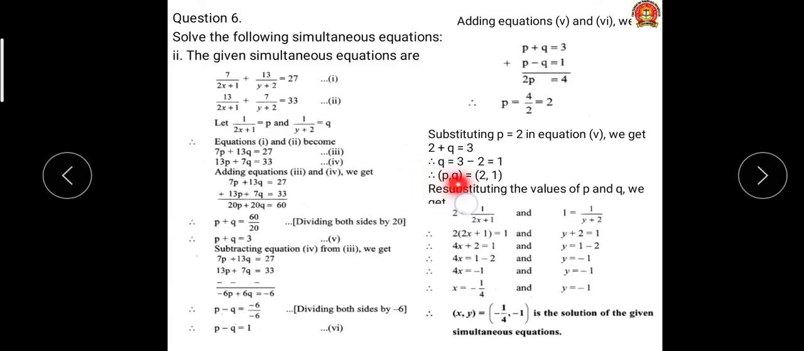Now student, if you solve only up to this, you will not get the full marks. For the steps, you will definitely get the marks.